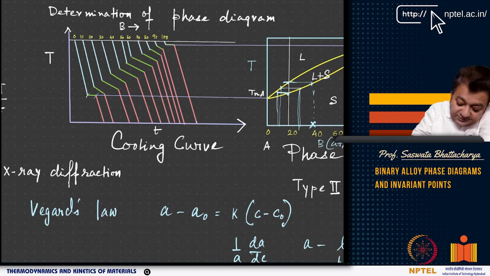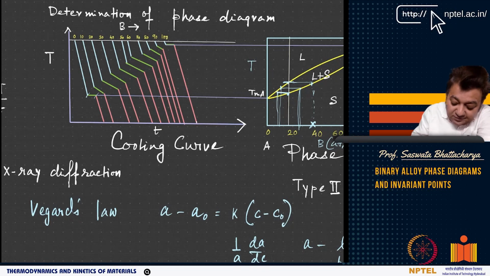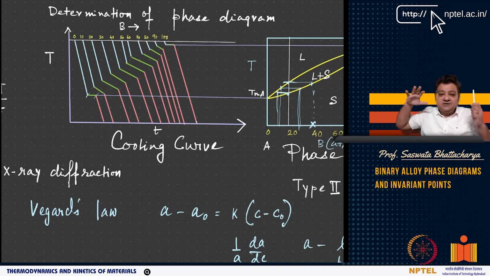So for example, for 0 atomic percent of B, this is all in atomic percent, that means pure A, you get a cooling curve which is given like this. Your liquid phase is cooling down until it comes to the freezing temperature, the melting temperature. Now, the furnace is giving off heat and it is cooling down, because it is basically furnace cooling that I am talking about.